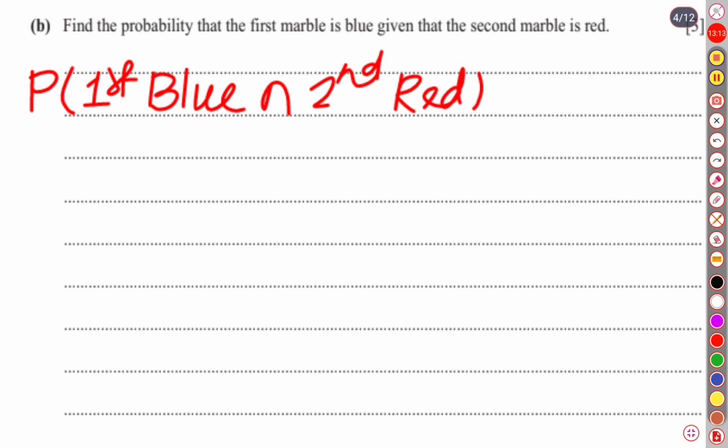Well, now let's see what are the possible cases. First one is for probability of the first one is blue and second one is red. There is only one case because there are only two marbles. So if first one is blue, out of 16 there were four.